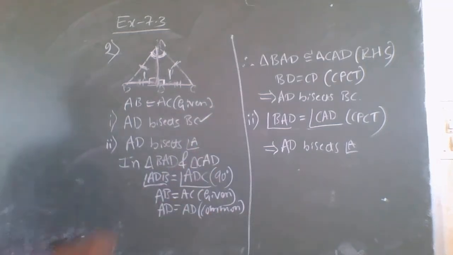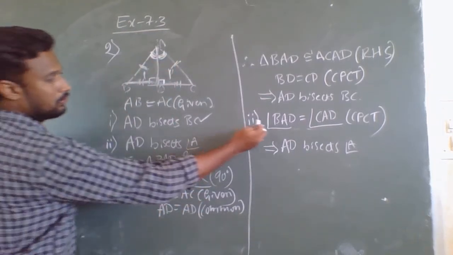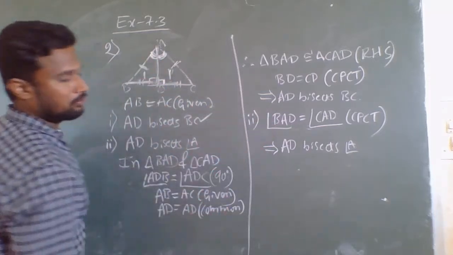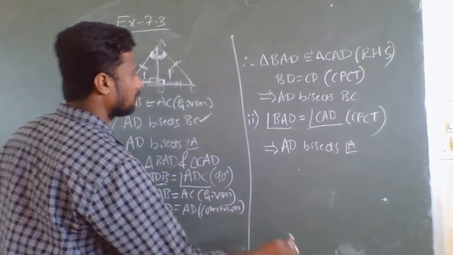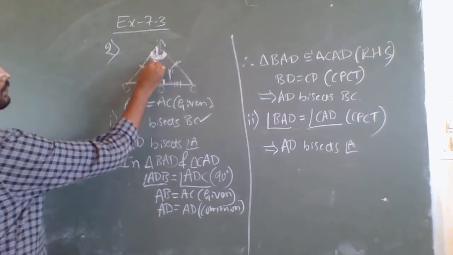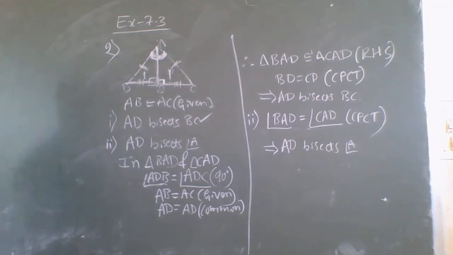Like this only, if these two triangles are congruent, then we can say that these two angles are equal. If these two angles, BAD and CAD, are equal because of CPCT, corresponding parts of congruent triangles, then we can say that this line AD bisects angle A. This is the second problem.